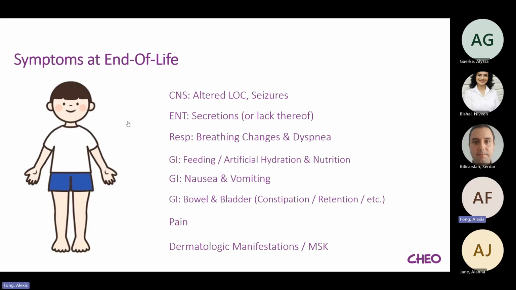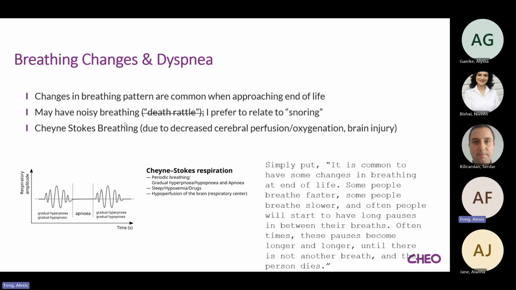And then we'll talk about breathing changes, and then maybe we'll take a couple minutes of break. So going down from head to toe, I've thought about ears, nose, throat, and now I'm thinking about the lungs. Again, we've talked a little bit about that noisy breathing at the end of life. We don't call it the death rattle. Families may refer to it as the death rattle. That's fine, but we don't use that language.